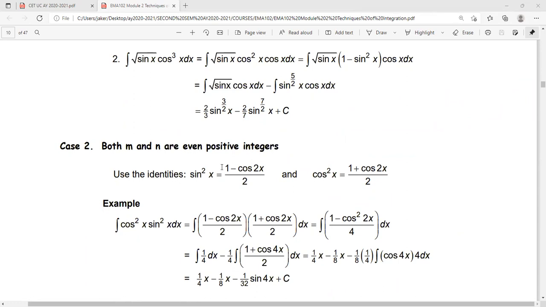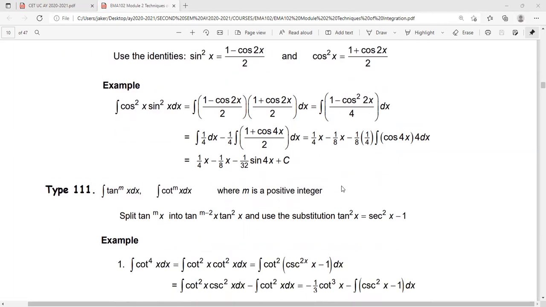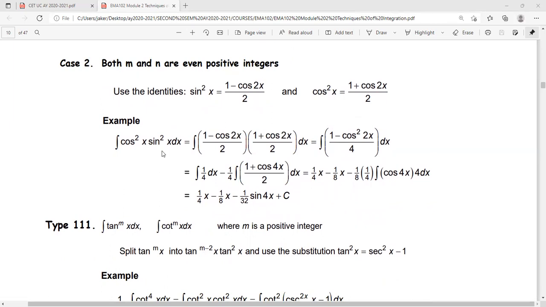Okay, so positive integers. So what identity will you use? So it's similar to case 2 of type 1. You're going to use the double angle cosine equivalent of the sine squared of x and the cosine squared of x. So the same identity as case 2 of type 1. So here's the example that we have in here. So both the cosine and the sine are raised to even positive exponents. So convert the cosine to this and convert the sine to this.